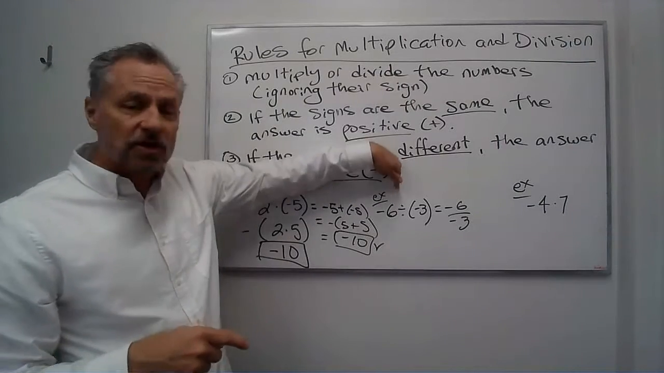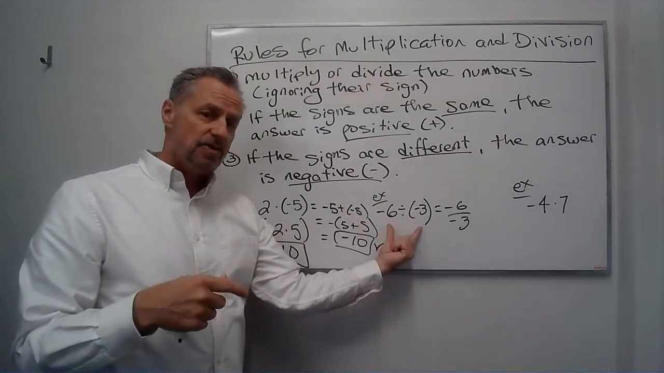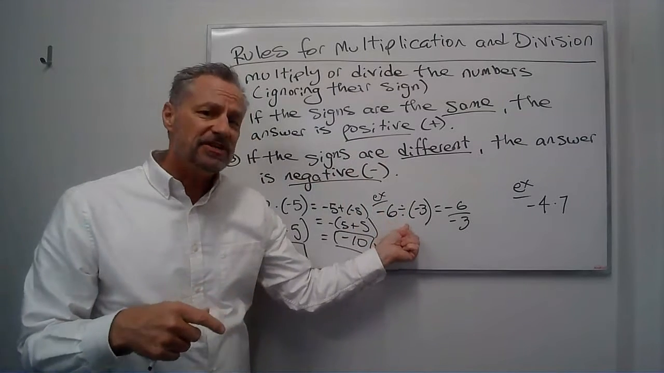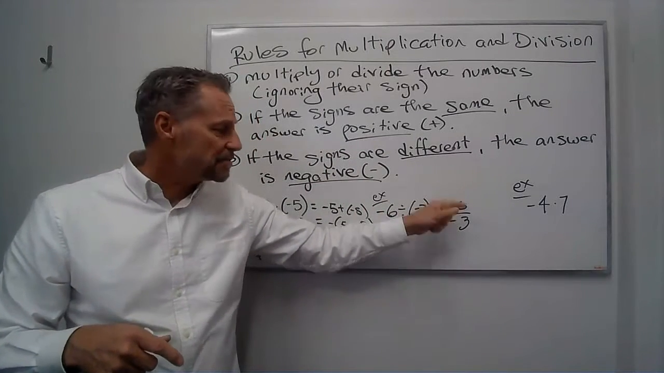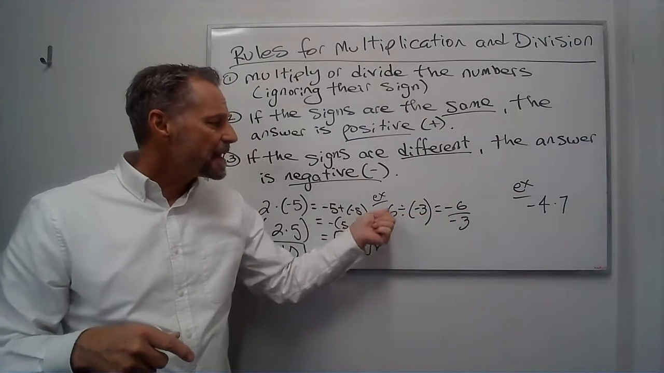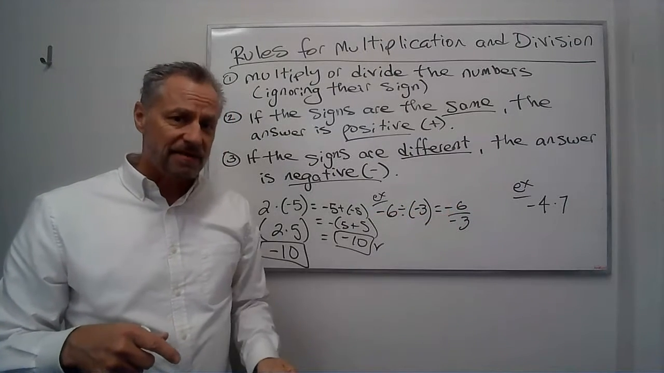All right, let's look at this one. I'm dividing two numbers now. Oftentimes, they're going to write the division this way, where it's just a line in the middle, one number on top and one on the bottom. But either way, it's 6 divided by negative 3.